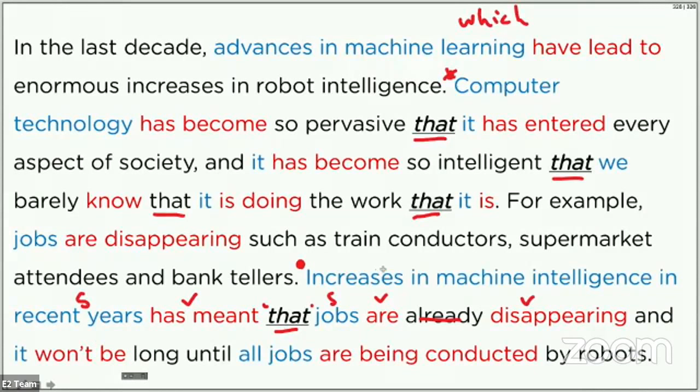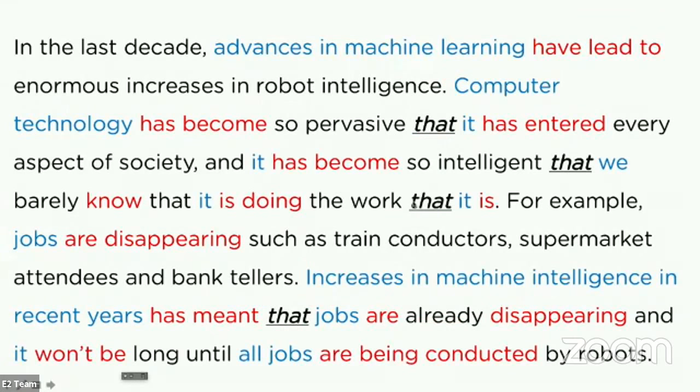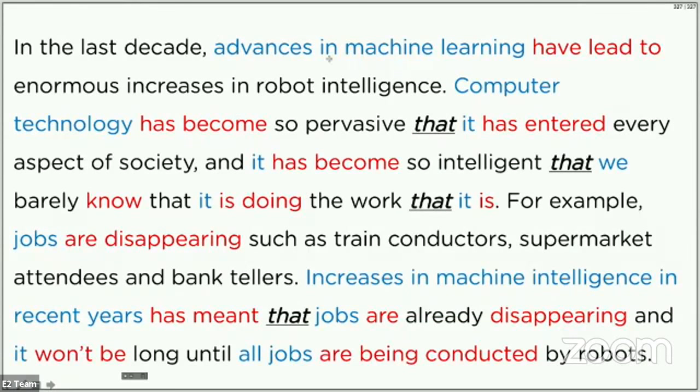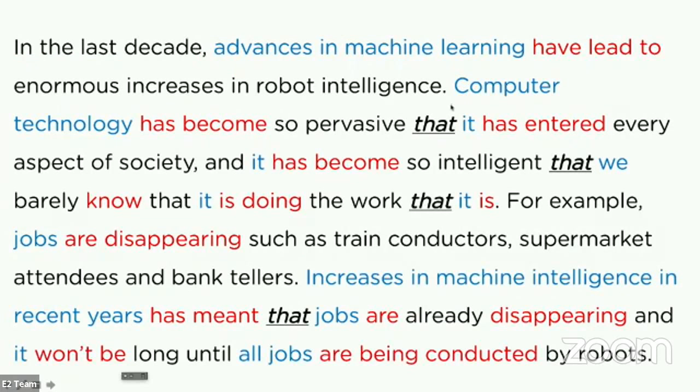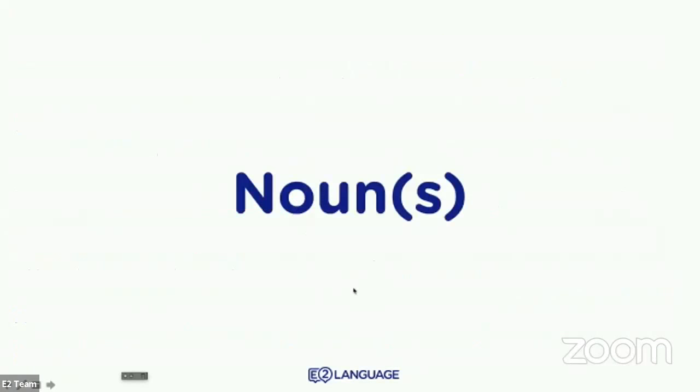And you can see what I've done here. So I do have some simple sentences. Let me show you one. So advances in machine learning have led to enormous increases in robot intelligence. So this first sentence here, apart from this little extra bit of information here, is just a subject, verb, and then object. It's a simple sentence. Then I've also added more complex sentences in there as well.